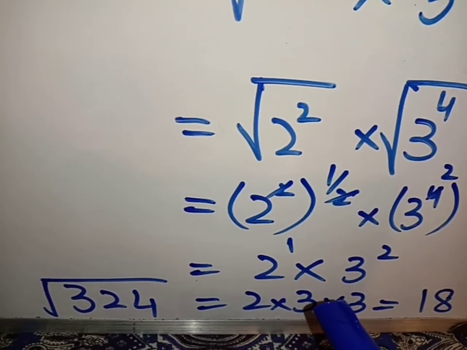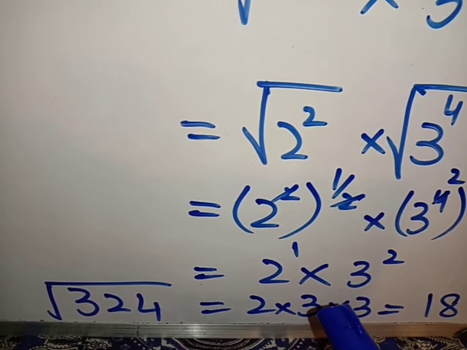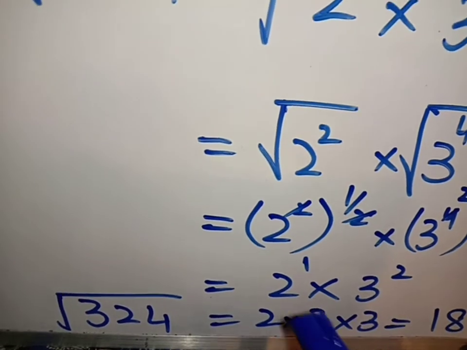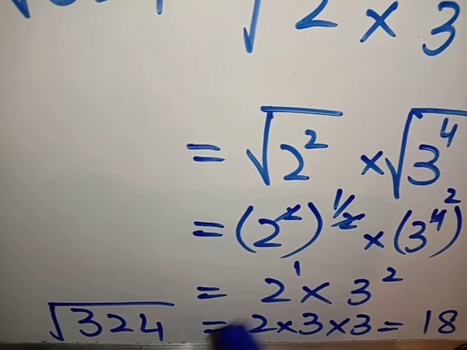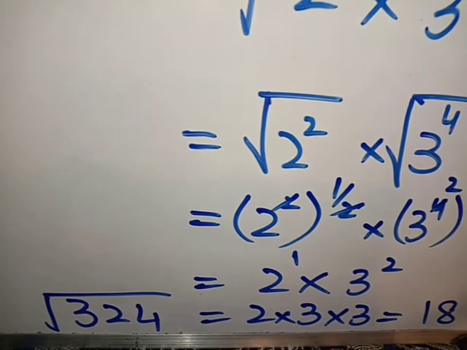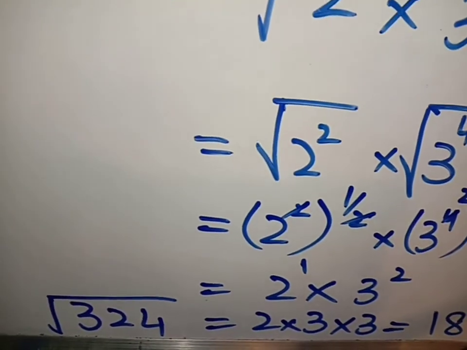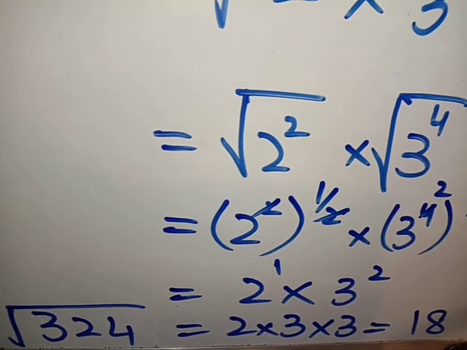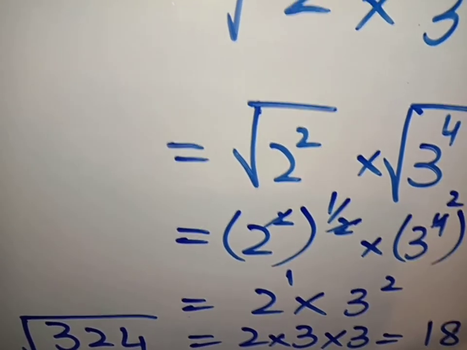3 square means we have 3 two times. 2 3s are 6, 6 3s are 18. So what is the answer? 18. So we can say that under root 324 is equal to 18, or 18 is the square root of 324, or 18 multiplied by 18 is equal to 324.